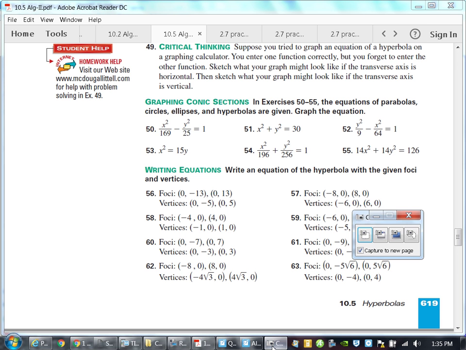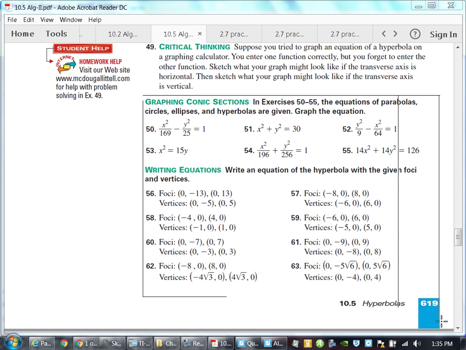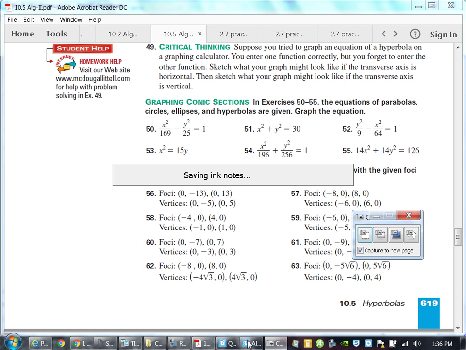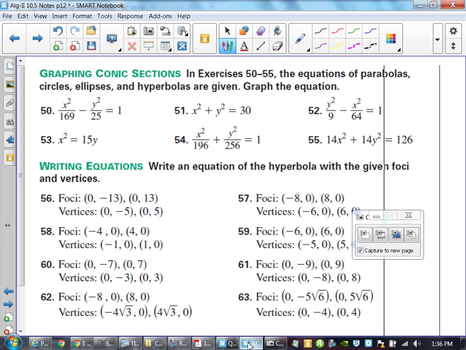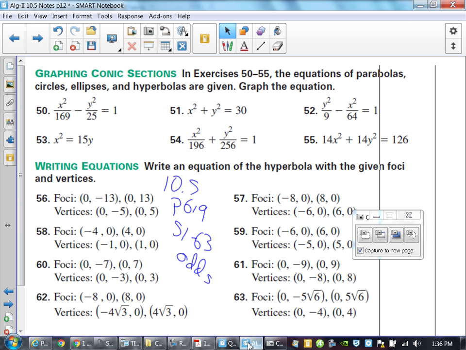What I want you to do tonight is the same page, the same stuff. Just add to it here. We'll go 51 through 63 odd. Just keep it on the same section, 10.5. It's page 619. You've got a little bit of time. You should be able to at least knock out a few of these. The first three of them are graphing the conic section. There's either going to be a parabola, a circle, ellipse, or hyperbola. You will have to figure out which is which to graph it. Whenever you graph something, make sure you always label everything.